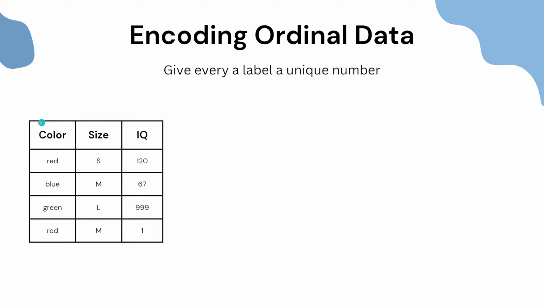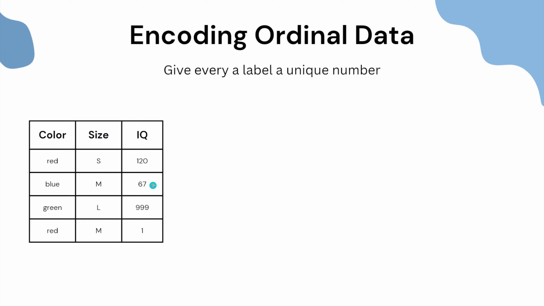As you can see, we have very clearly a categorical feature for color: red, blue, green. You can clearly see that this is also nominal, meaning there's no particular order. We also have size, which is an ordinal categorical feature because there is an order: small, medium, large, and then medium. And then you also have IQ, which is just regular numerical data. I just wanted to throw that in there: 120, 67, 999, and 1. That is not categorical, that's numerical.